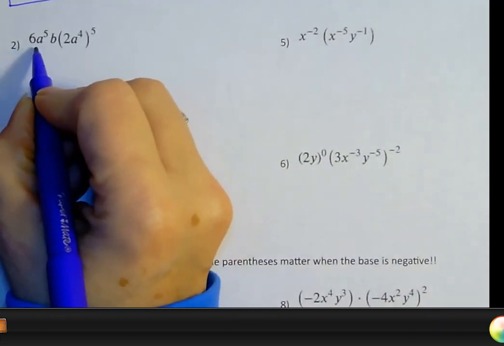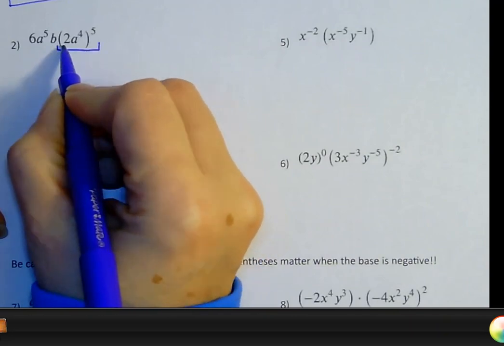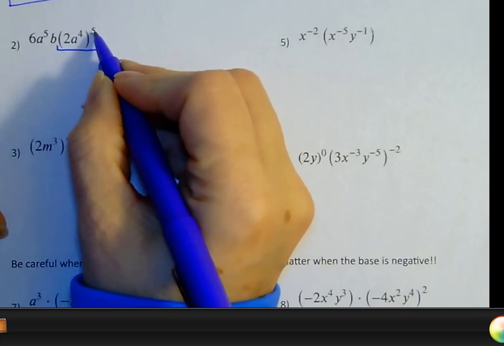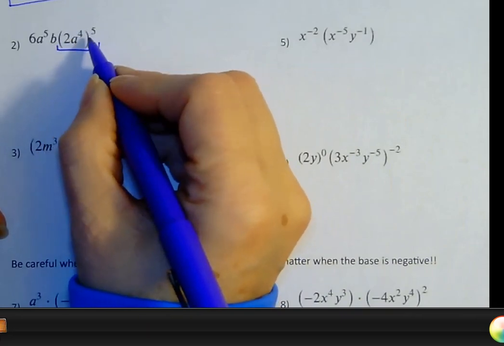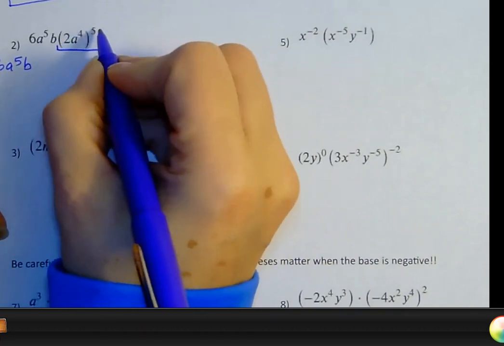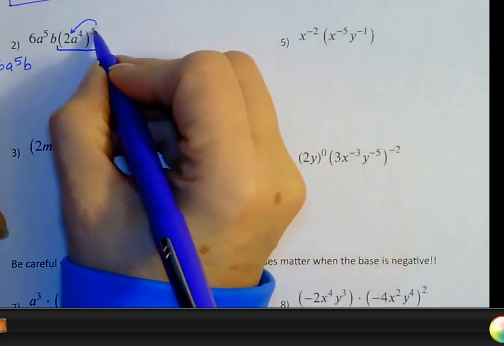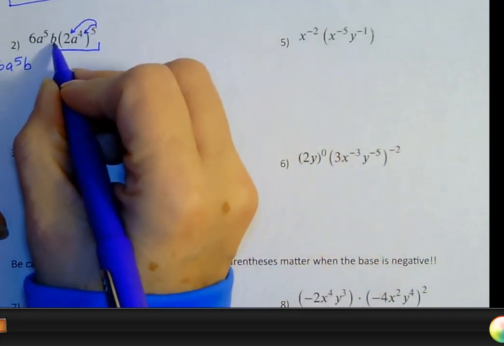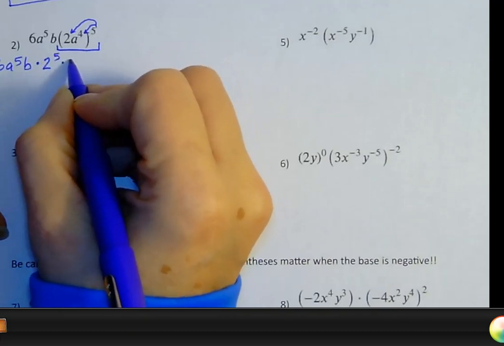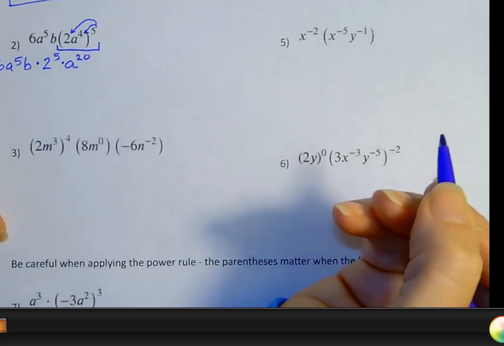So I have 6a to the 5th times b all times that quantity, 2a to the 4th raised to the 5th power. This exponent on the 5 here, I have to take care of that first. So I'm just going to bring down 6a to the 5th b, and I'm going to distribute. Don't forget your invisible exponents. Be really careful here, okay? So I have 2 to the 5th. So I'm still multiplying times 2 to the 5th times a to the 4 times 5. I get to multiply.